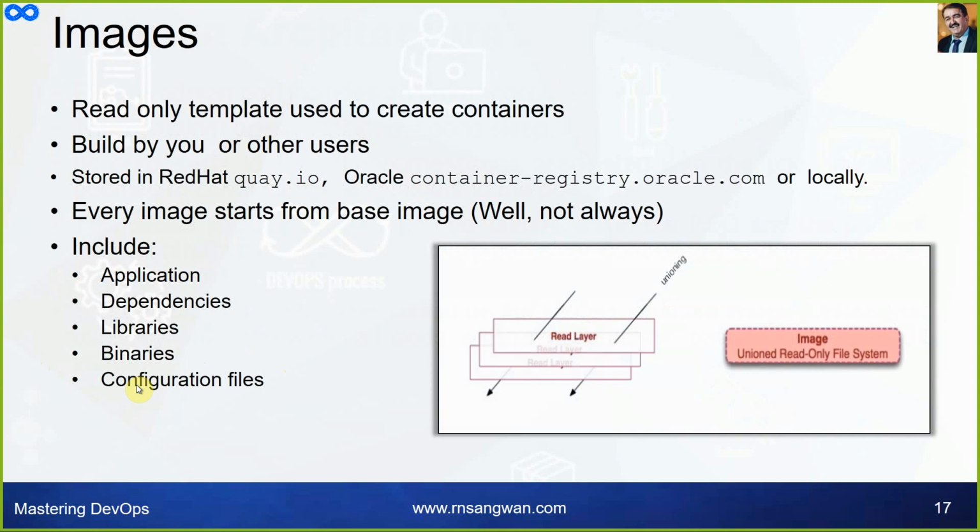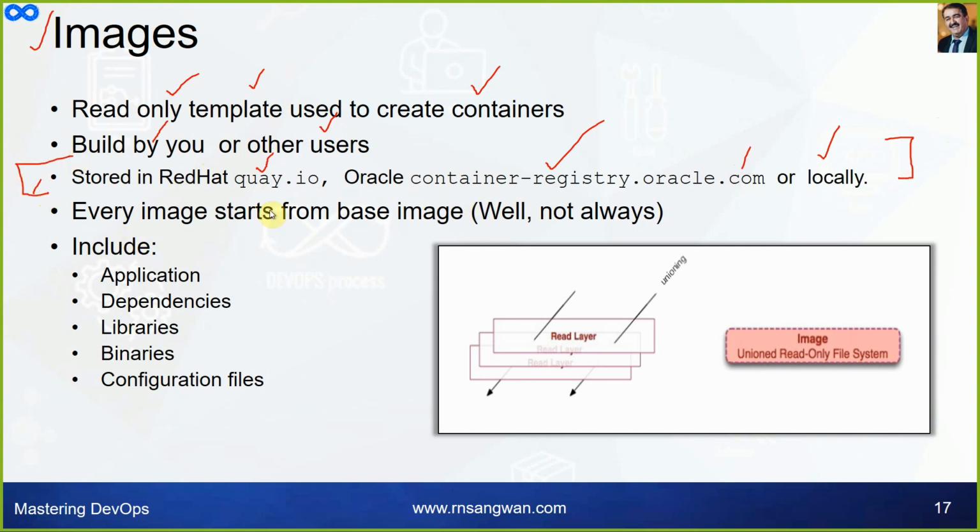Images and containers, let's look at that part also. By definition, images are read-only templates which are used to create containers, built by you or by anybody else, stored in registry.redhat.io or Oracle Container Registry, container-registry.oracle.com, or locally, or Docker Hub, wherever you want to keep them. There are multiple locations where you can store.